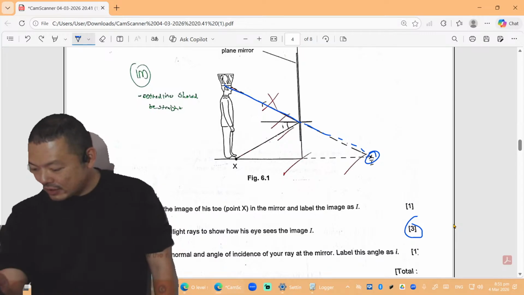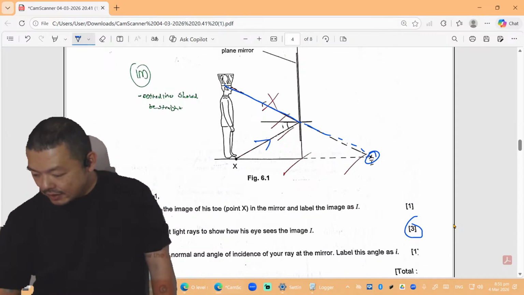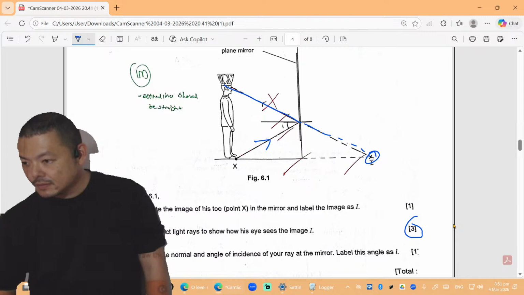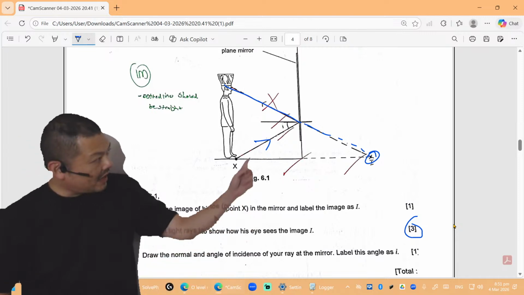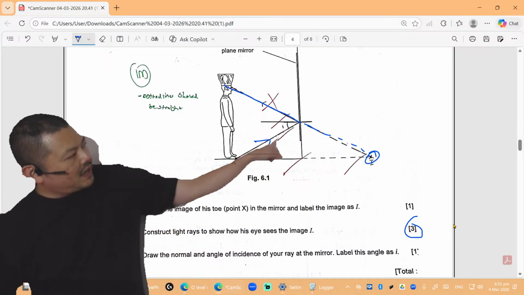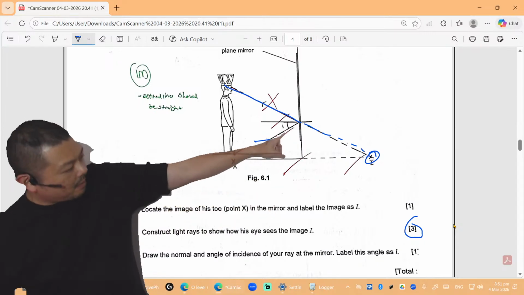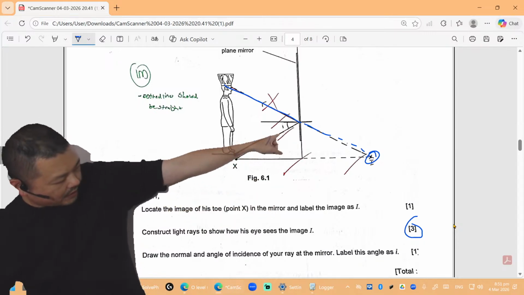You almost lost another mark. You didn't draw the arrow here. So the light ray from the feet is reflecting into the eye. Do not use a protractor. You don't need to use a protractor at all. But they ask you to label the angle of incidence, right? Okay, can.